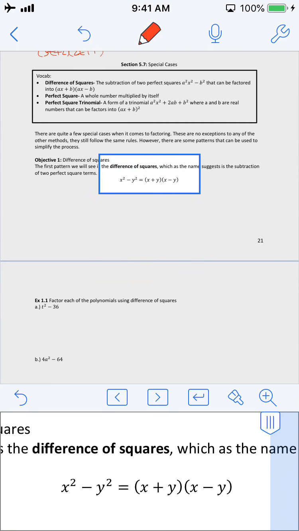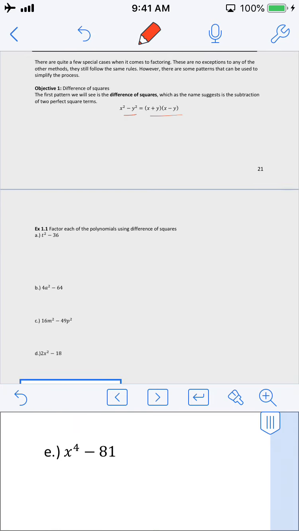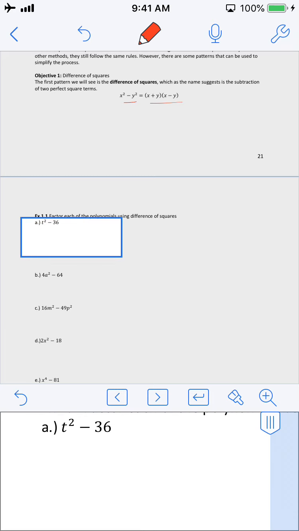Okay, the first case is called difference of squares. Many people remember this one because it's pretty straightforward. You have the difference, or the subtraction, of 2 squares. So if you have 2 squares being subtracted, this is what it becomes when it factors. So let's take a look at that with an actual number example. Here I have t squared, which is a square, and I have 36, which is 6 and 6. Now yes, 36 has other factors, but I'm going for the convenient case here.